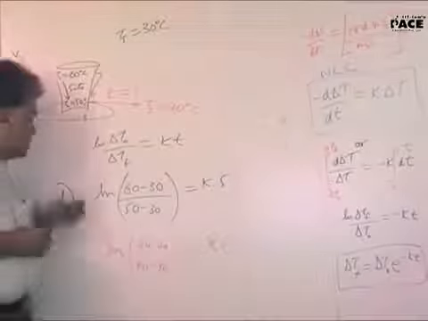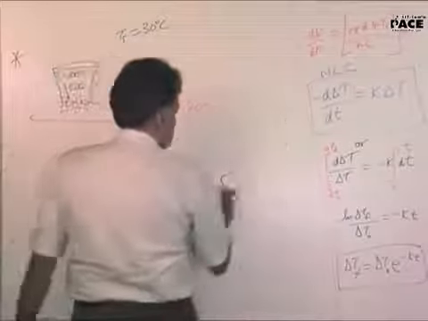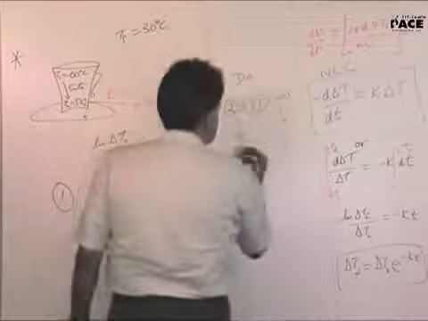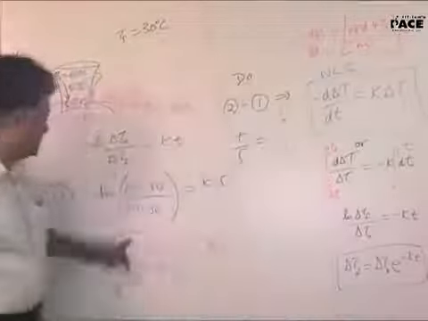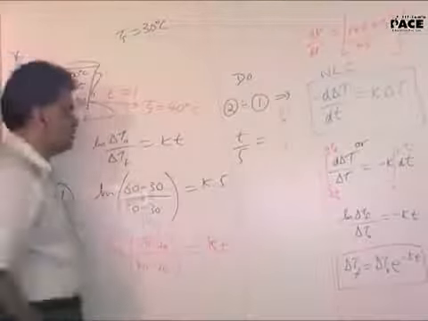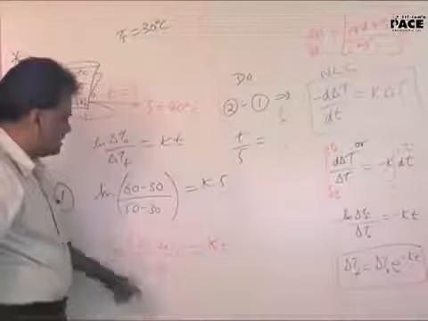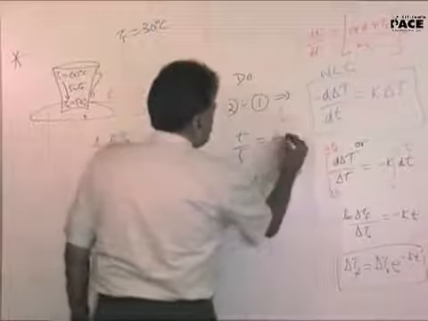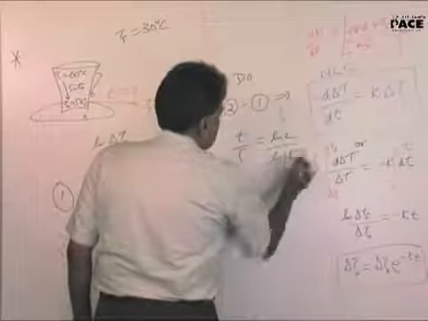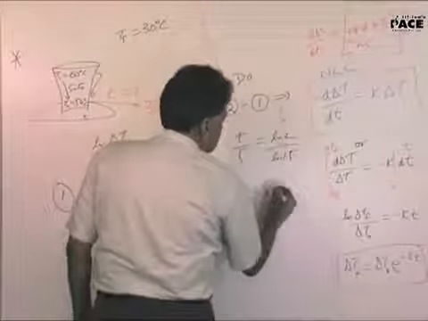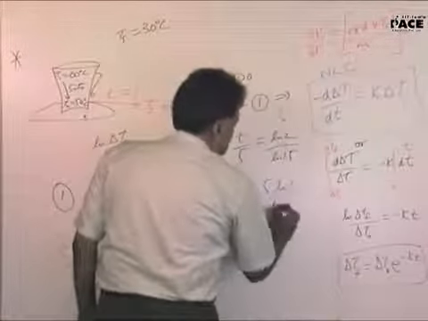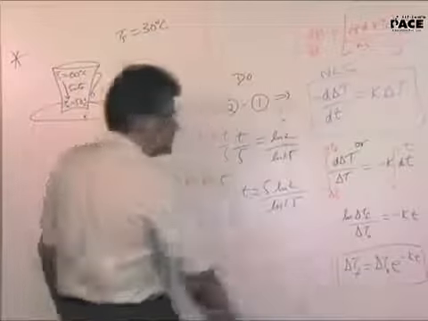Just do 2 divided by 1. So this will become T by 5 equals, this is 30 by 20, 3 by 2. And this is 20 by 10. You will get log 2 by log 1.5. So T equals 5 times log 2 by log 1.5.